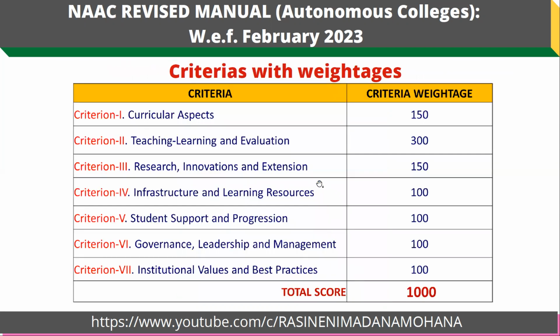This is the table which shows all the 7 criteria of NAAC. Then for autonomous colleges, the criteria wise weightage and the total score.